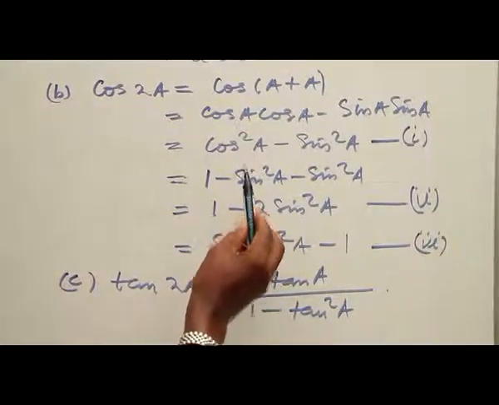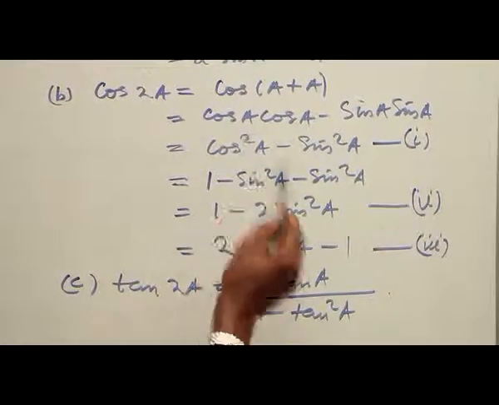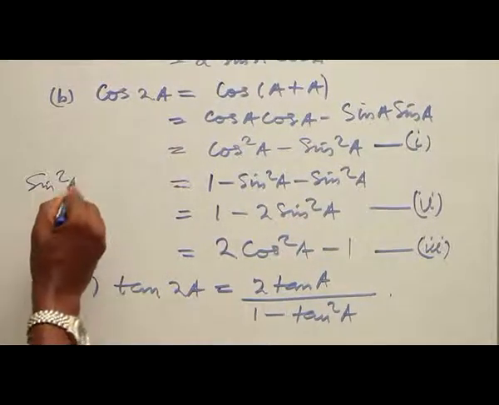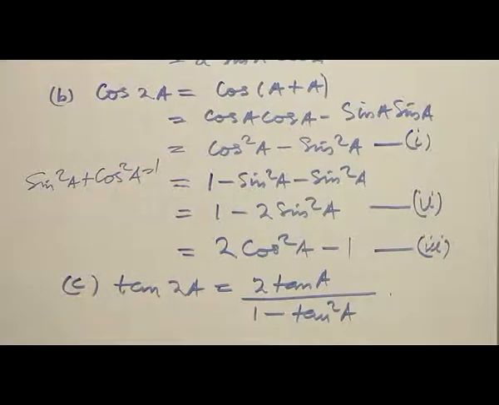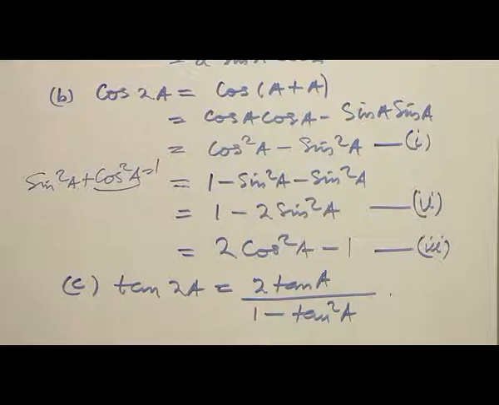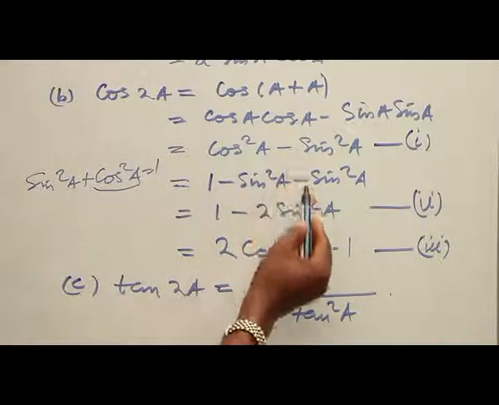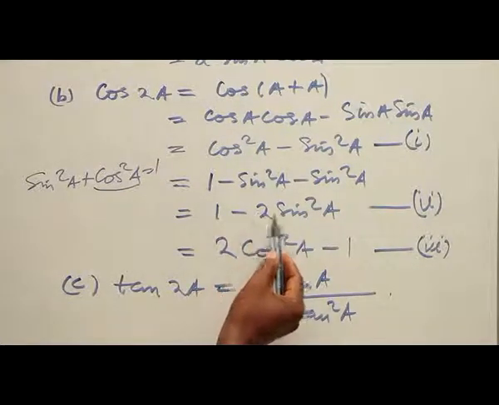From the knowledge of sin squared A plus cos squared A is equal to 1. You remember that? So we have sin squared A plus cos squared A is equal to 1. And then you can now see that making cos squared A the subject of the formula, you have 1 minus sin squared A. That's why this is equal to this. Then minus sin squared A. Simplifying further, we have 1 minus 2 sin squared A.